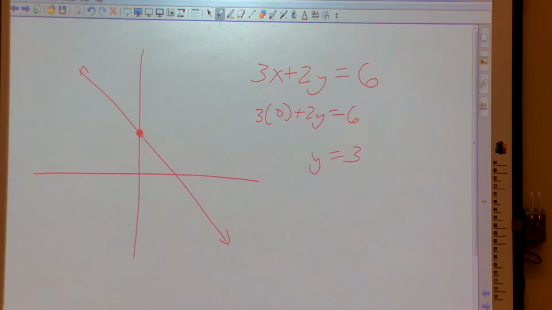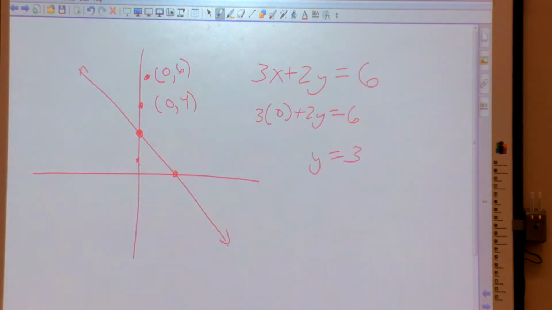Because think about it, if I am on the y-axis anywhere, that point is going to be on the y-axis. So like this could be the point (0, 6). This could be the point (0, 4). So that's why we plug in 0 for the x.